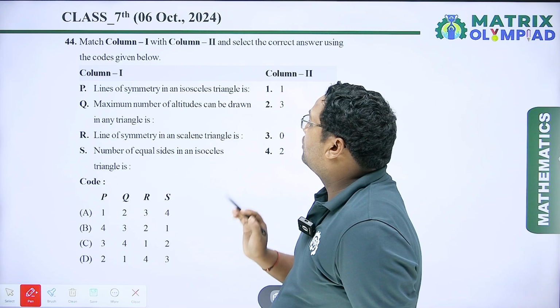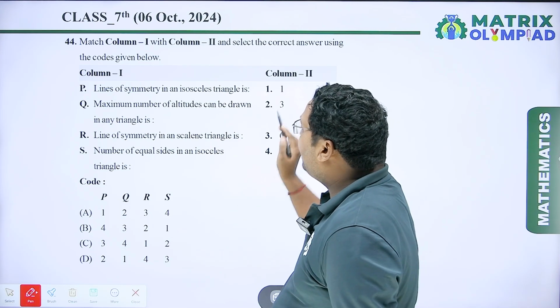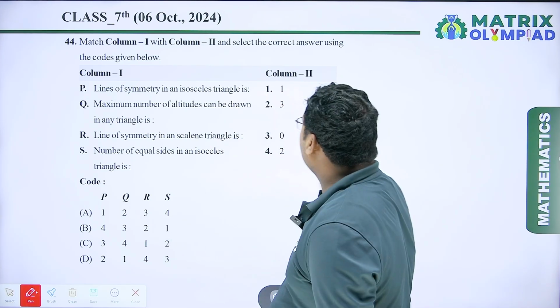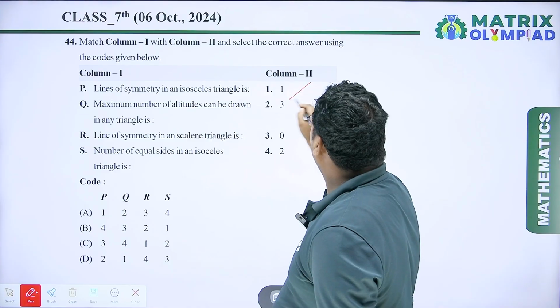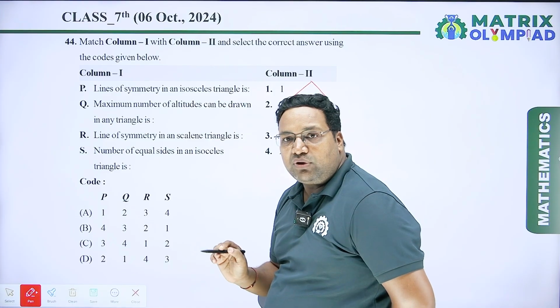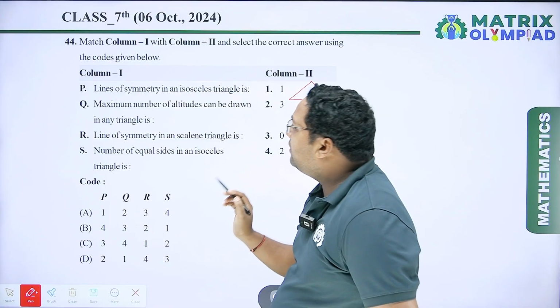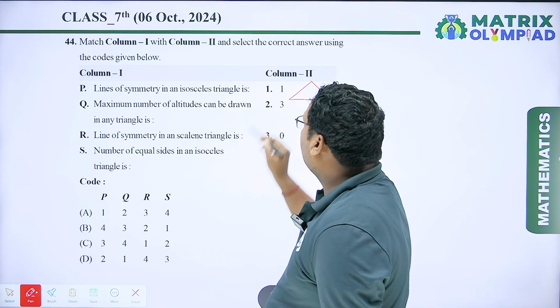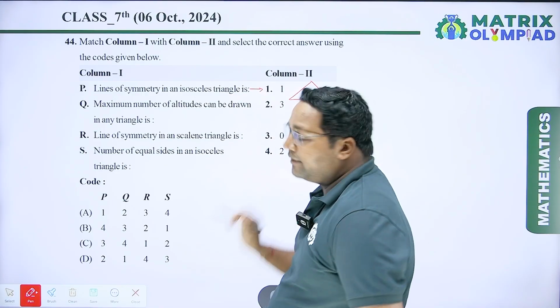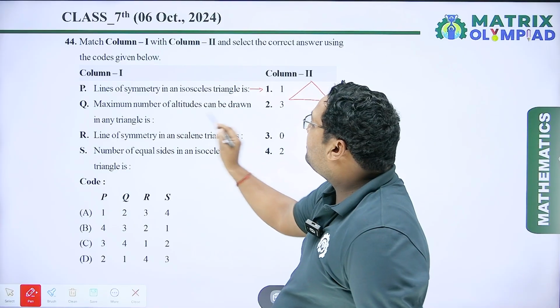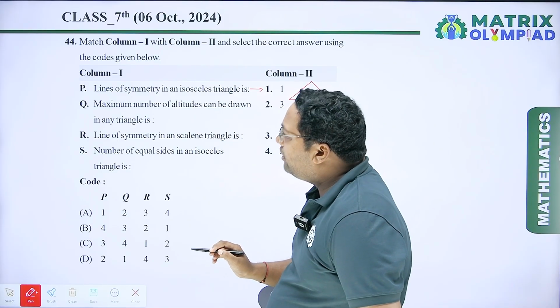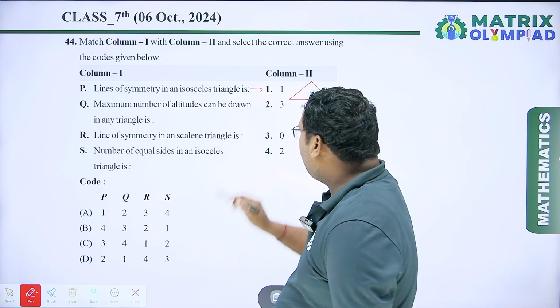Question number 44. Lines of symmetry in an isosceles triangle. In an isosceles triangle, we know that if any two sides are equal, then the triangle is known as an isosceles triangle. So in an isosceles triangle, the number of lines of symmetry is only one. So it is 1. The maximum number of altitudes that can be drawn in any triangle is 3.